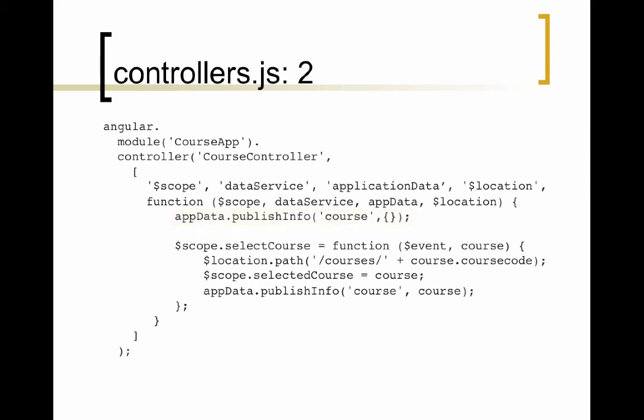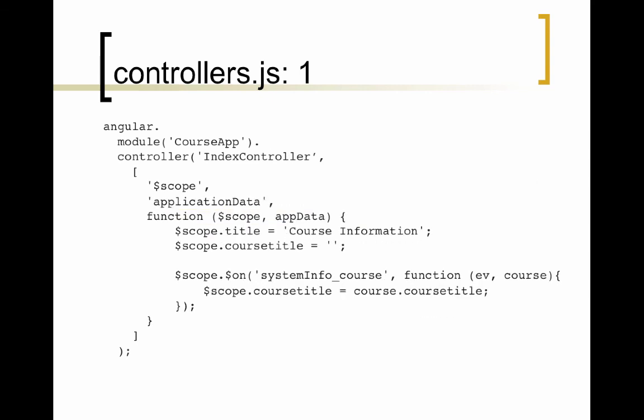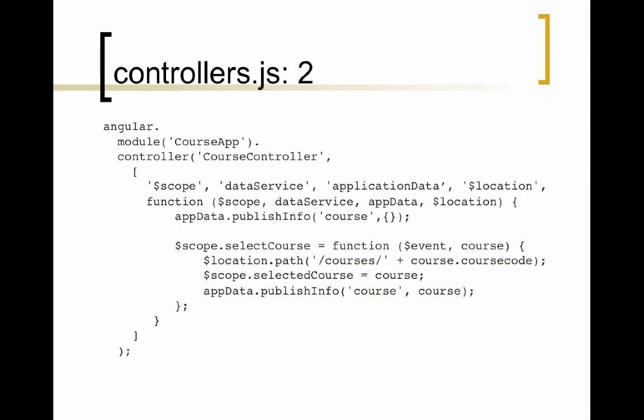So when the program first starts, that course title, it'll publish the fact there's an empty course title. Now imagine that this controller has got a view somewhere, and that someone clicks on a row of data, and that row of data then calls a method called selectCourse. So selectCourse will be called when a new course is selected from the user interface. The key line is appData.publishInfo.